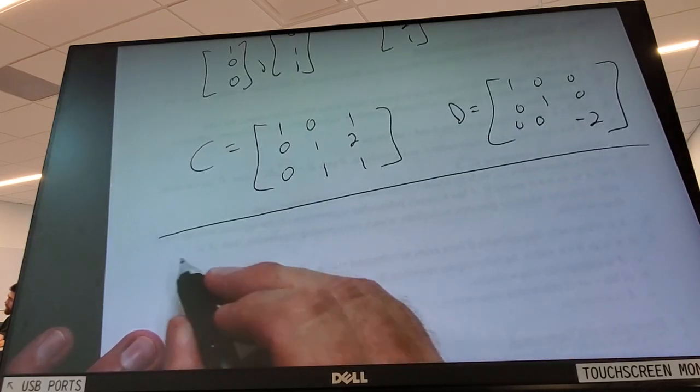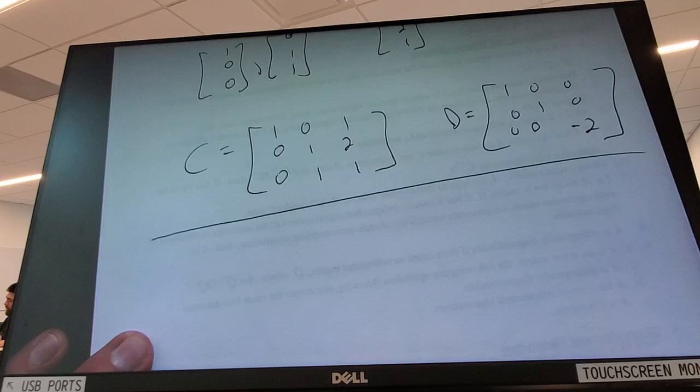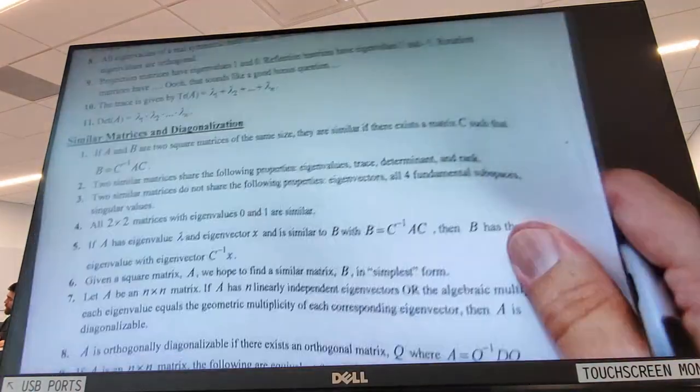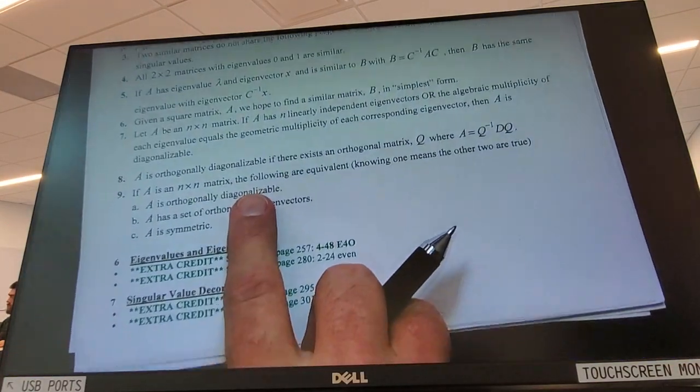Let me see. Here we go. I think this is on your sheet. In fact, I'm just going to point it out on the sheet. It's right here, Jeff. Right down here.